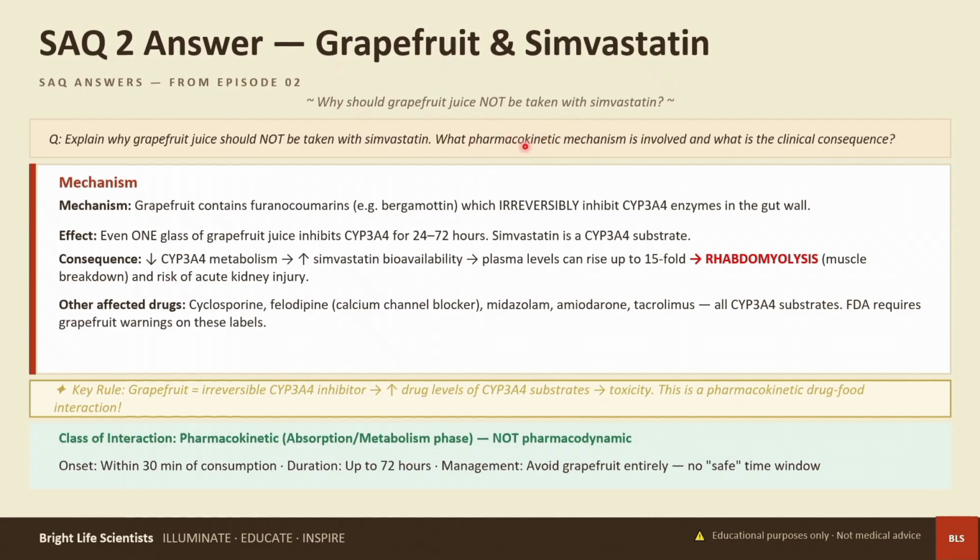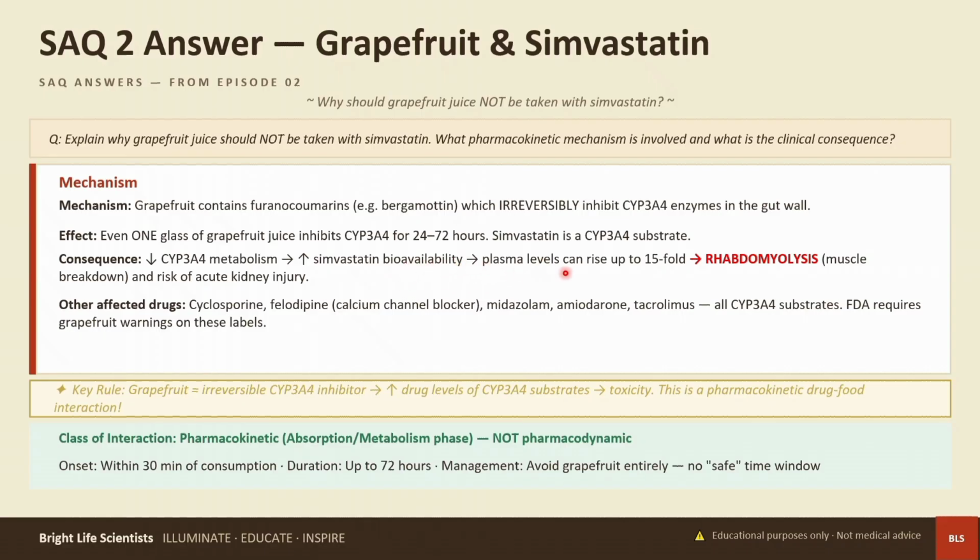Well, grapefruit contains compounds called furanocoumarins, with bergamottin being the classic example, which irreversibly inhibits CYP3A4 enzymes in the gut wall. Notice the word irreversibly. This is important. Even just one glass of grapefruit juice can inhibit CYP3A4 for 24 to 72 hours. Simvastatin is a CYP3A4 substrate, meaning it depends on the enzyme for its first-pass metabolism. When CYP3A4 is blocked, simvastatin bypasses that metabolism, and its bioavailability can rise up to 15-fold.